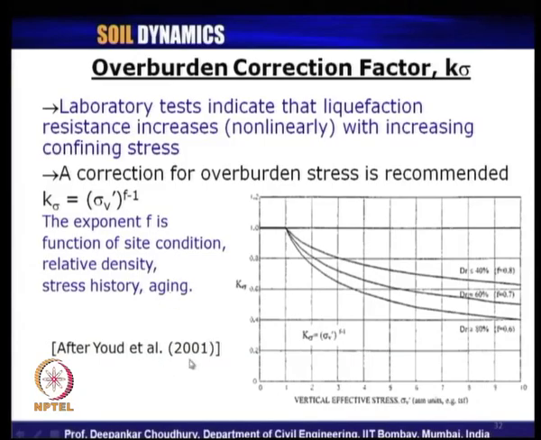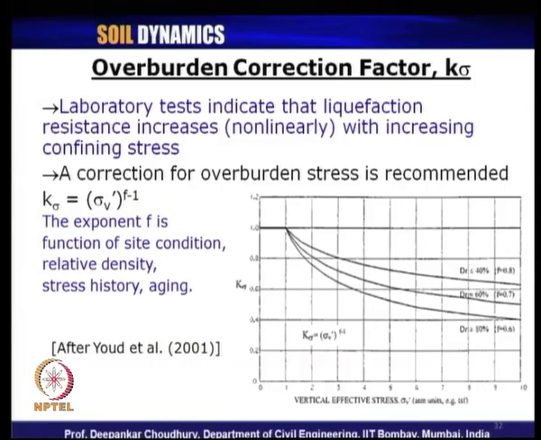In Youd et al. 2001, this chart has been given which can be easily used for obtaining the overburden correction factor K sigma. Look at here, the x axis gives vertical effective stress sigma V dash, but look, the unit is atmospheric unit or ton per square feet. 1 atmosphere is 1 TSF. So, that is why 1, 2, 3, 4. So, 1 atmosphere, 2 atmospheres. 1 atmosphere is equivalent to SI unit almost about 100 kPa.